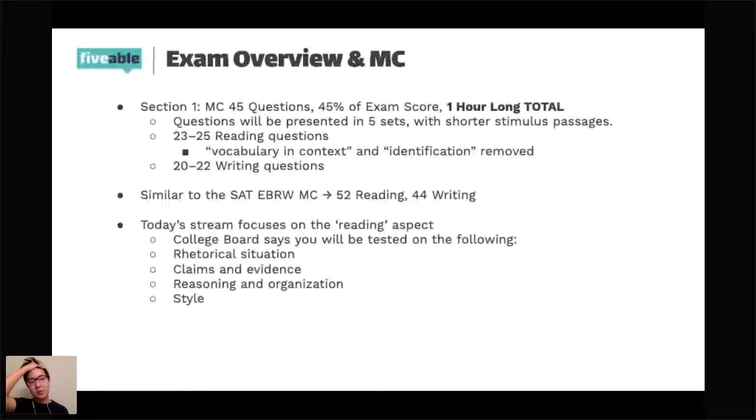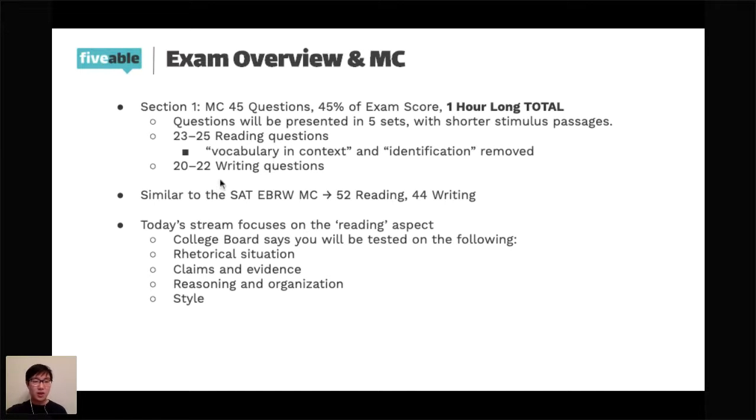Your questions will be presented in 5 sets, so there will be 5 passages on your AP exam. About 23 to 25 are what are called reading questions, which is basically what we're covering today. And then 20 to 22 are considered writing questions, what we're calling composition. If you need help on those writing questions, you should definitely show up to next week's stream on the 17th at 7 p.m. Eastern, because we'll be going a lot more in depth on that. But today we'll be talking about reading.